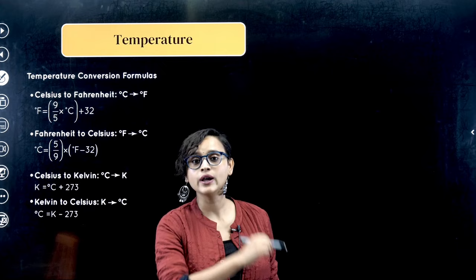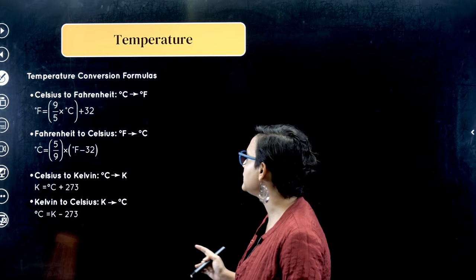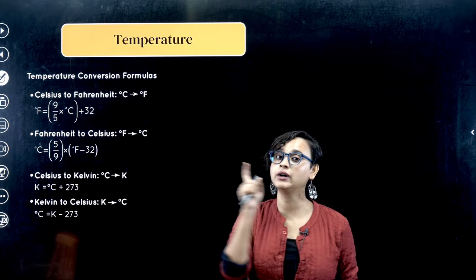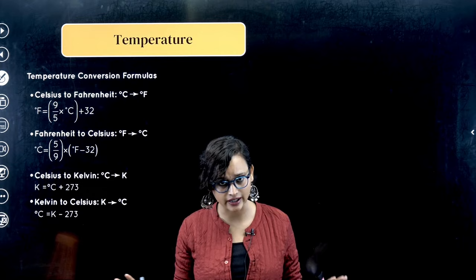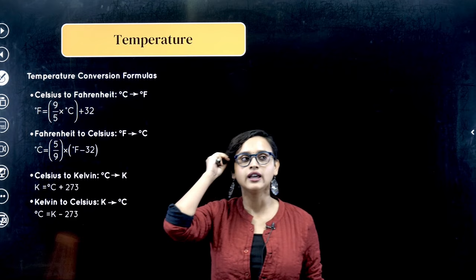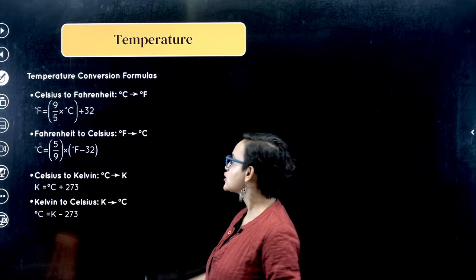Now we come to another fundamental unit, that is temperature. Temperature can be measured in degree Celsius, degree Fahrenheit and Kelvin. Please note, I did not say degree before Kelvin, because before Kelvin you do not put any degree. Kelvin is the SI unit, but degree Celsius and degree Fahrenheit are the most popularly used. In India, we highly use degree Celsius, and USA and others use Fahrenheit. So let's talk about the conversion.